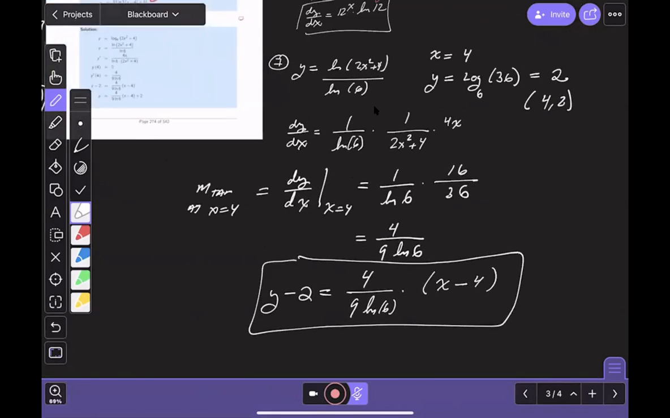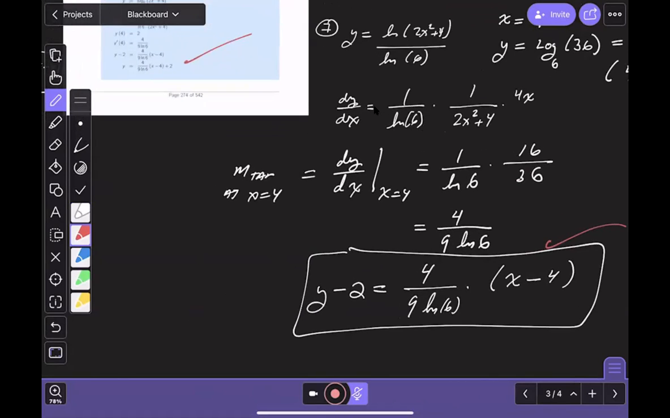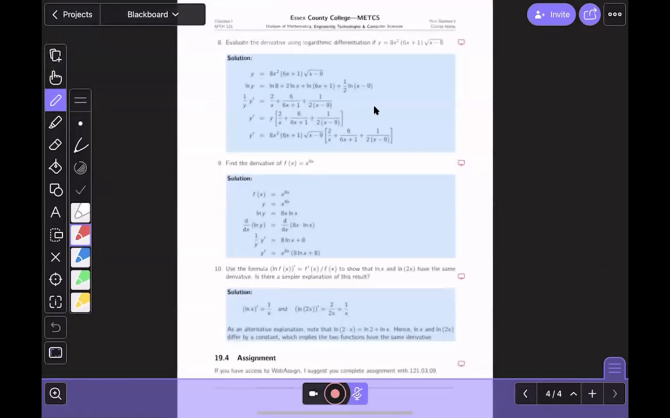I'm going to look at the key and see how we did. Let's look at it. Did I get the slope right? 4 over 9 ln 6. Yep. X minus 4. The only difference is they added 2 to both sides. All right. Relatively simple question. Go to the next one. And we're on number 8 now.